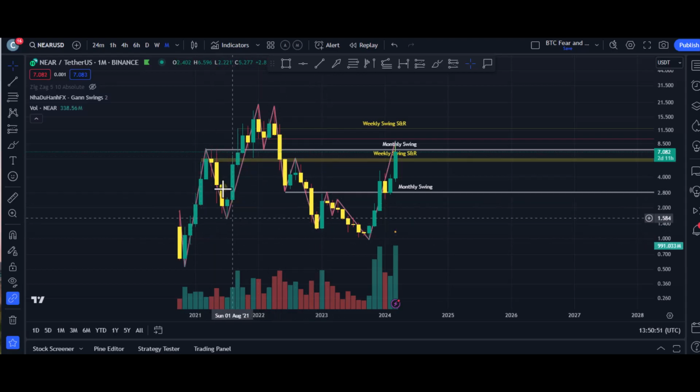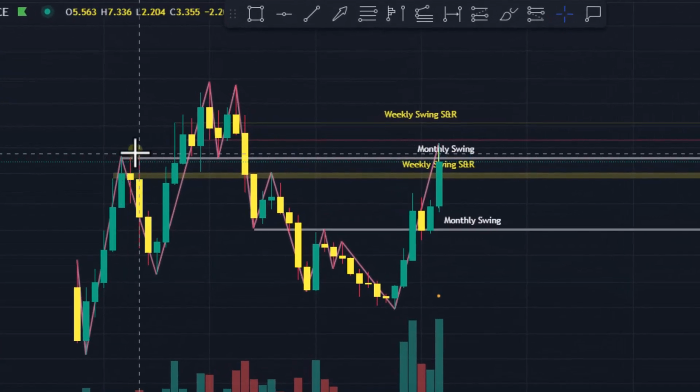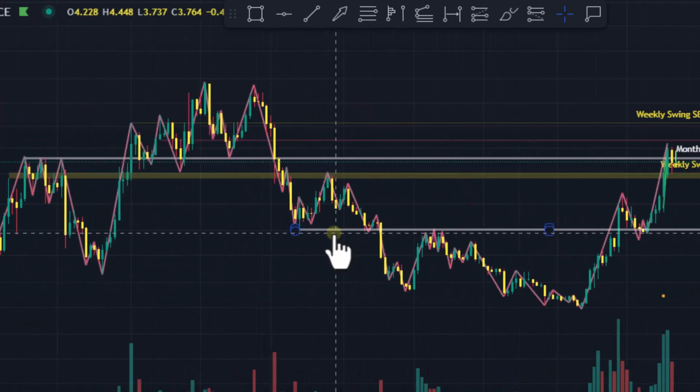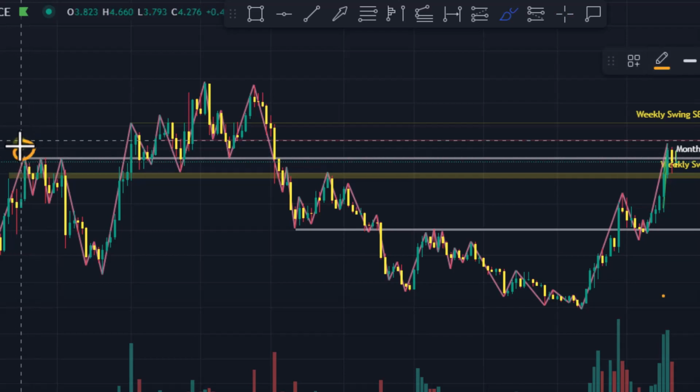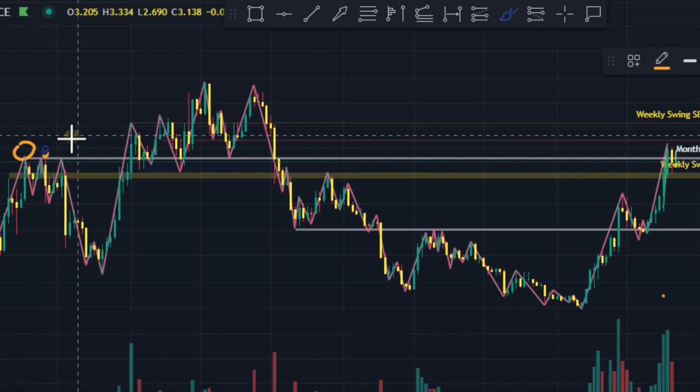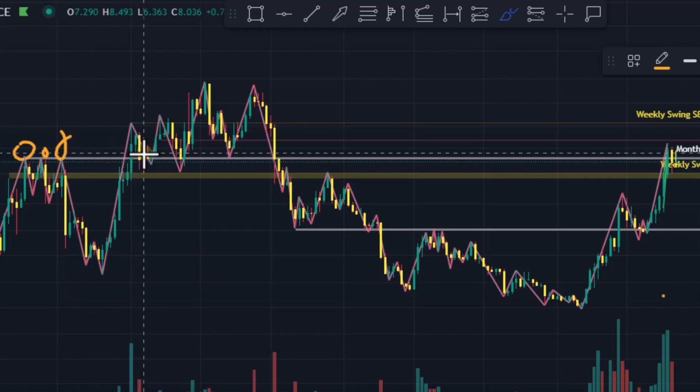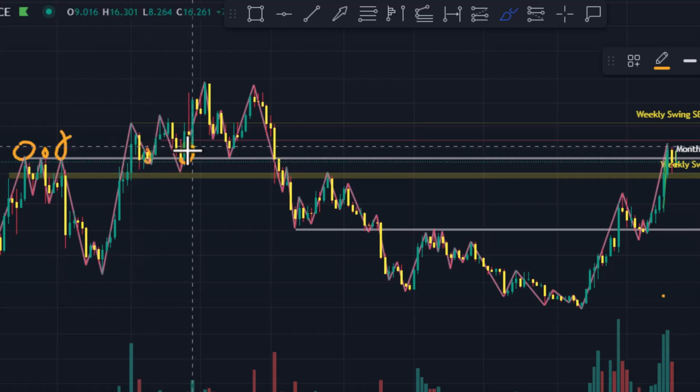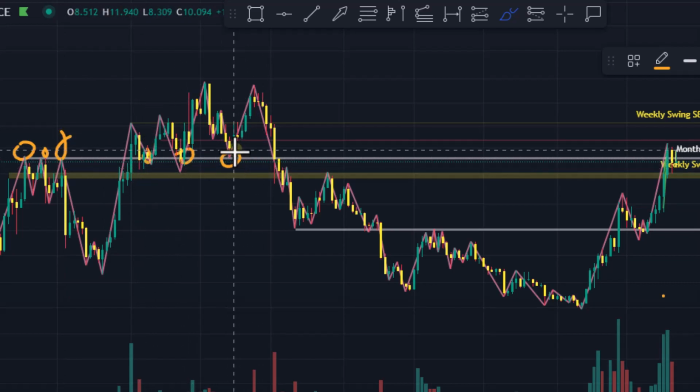But this is Near versus the dollar on the monthly. I've charted the monthly swings and the weekly swings, even some of the daily swings are in there. And this is why I do this. Look at this monthly swing here. Look how it's being respected. Touch point here, resistance, 2, 3 resistance, resistance, support, support. Look at the close there. That's support.